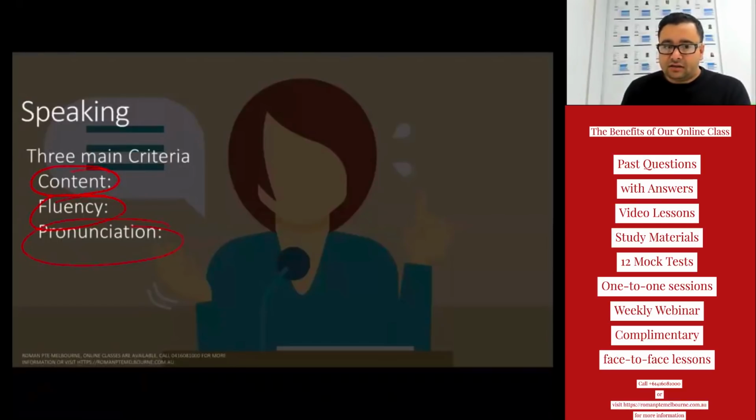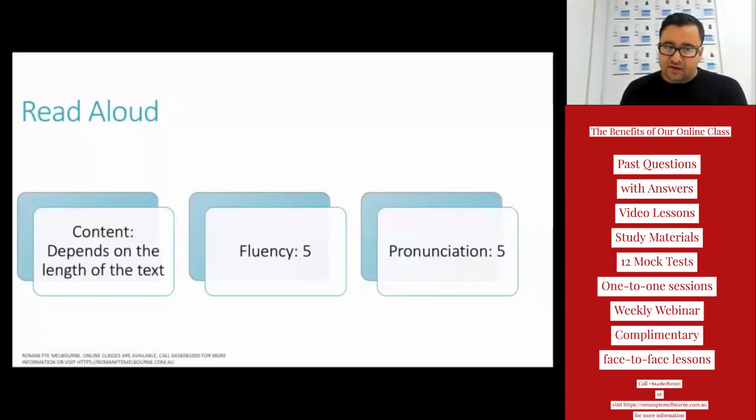However, in short answer question, you are only evaluated for your vocabulary, and in read aloud, you are being evaluated for your fluency and pronunciation and for content as well, but in a different way. So I'll talk about all of them one by one, starting with the first question type, that is read aloud.